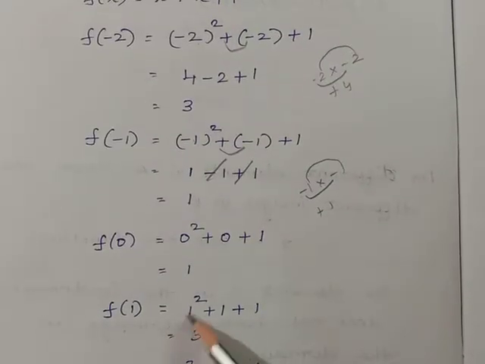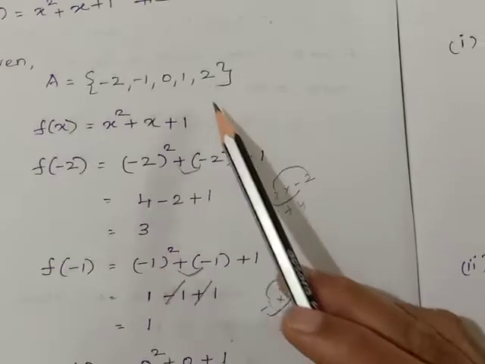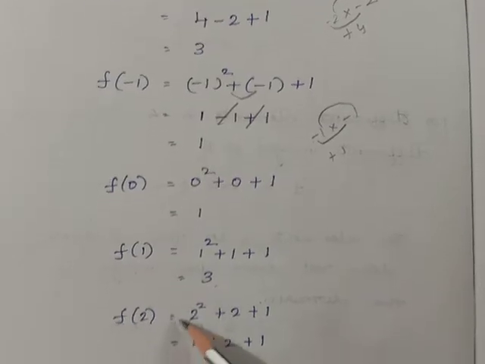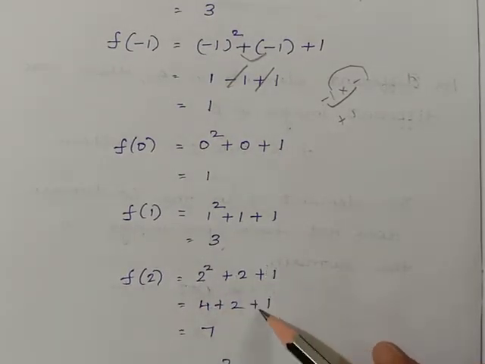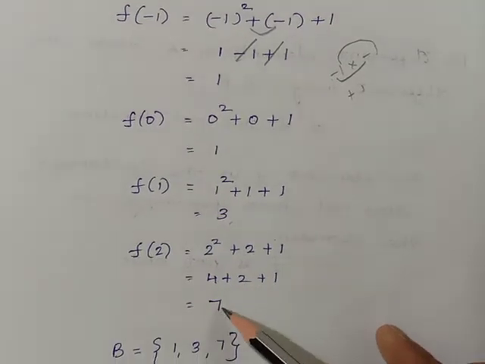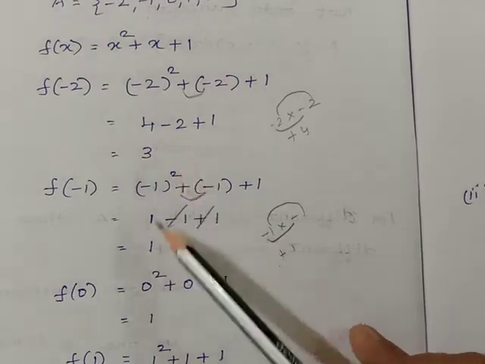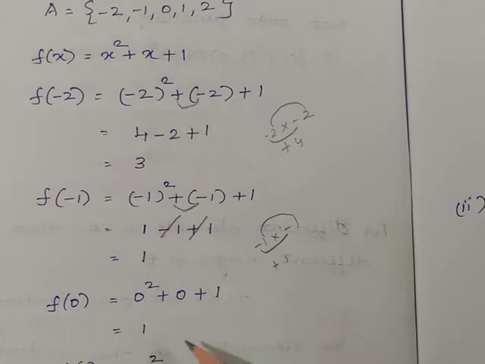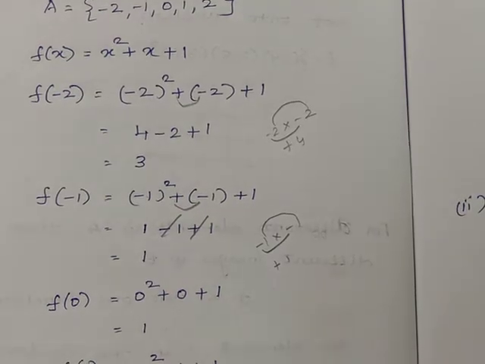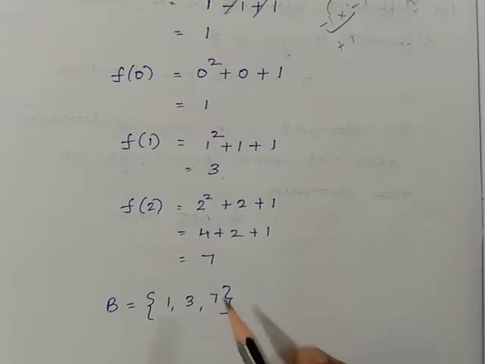Next, we'll substitute the value of 1 in the equation. 1² + 1 + 1. 1² is 1. 1 plus 1, 2. 2 plus 1, 3. Next, we are going to substitute the value of 2. So, f(2) = 2² + 2 + 1. 2 2s are 4, plus 2 plus 1. 4 plus 2, 6. 6 plus 1, 7. Therefore, the value of B: the answers are 3, 1, 1, 3, 7. Repeated values we'll write once. So, {1, 3, 7} is the value of B.